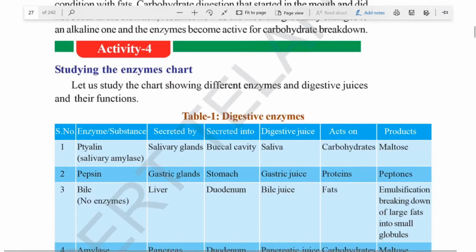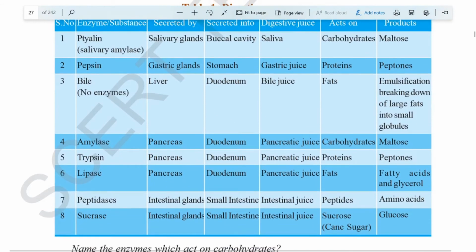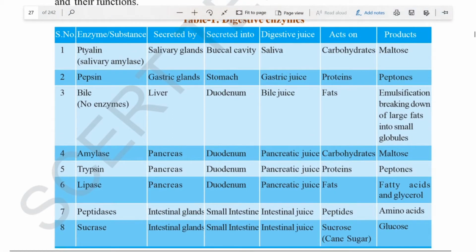Studying the enzyme chart: which organ releases what enzyme, where it is secreted, what type of juice it is released in, what the things it acts on are, whether carbohydrates, proteins or fats, and what products are formed by the action of these enzymes. So this is a chart, and you should remember these names. You can read it as PPB at LPS, labs. PPB at labs. Like that you can remember them.